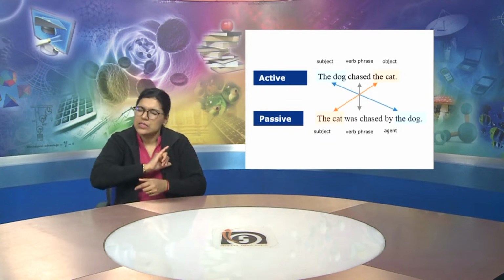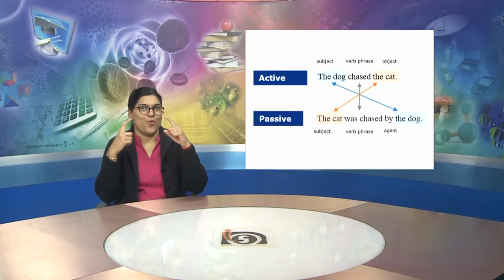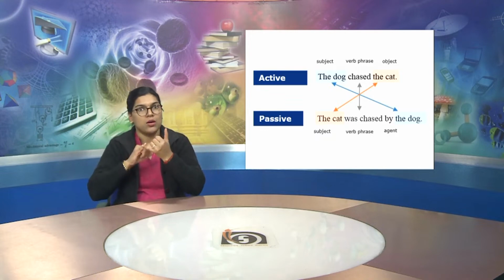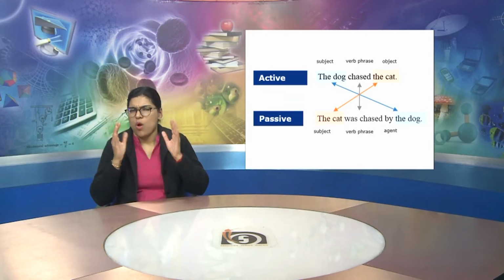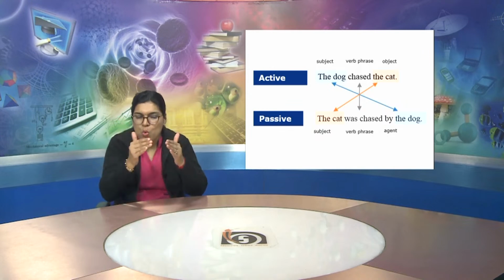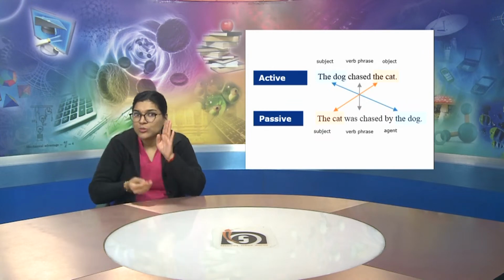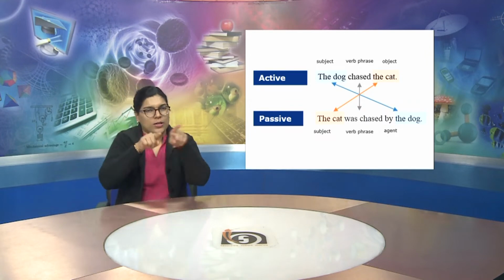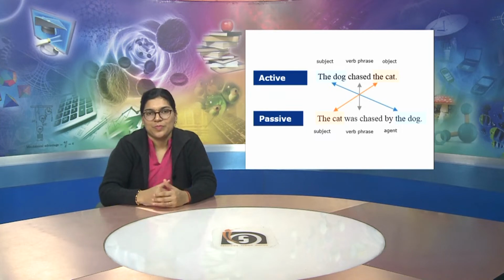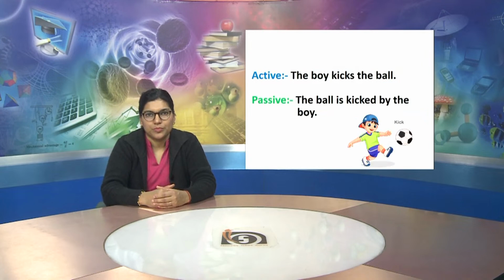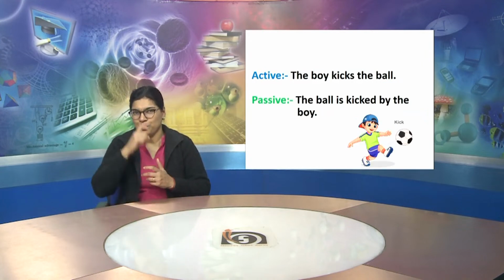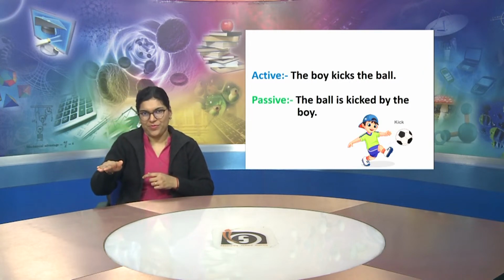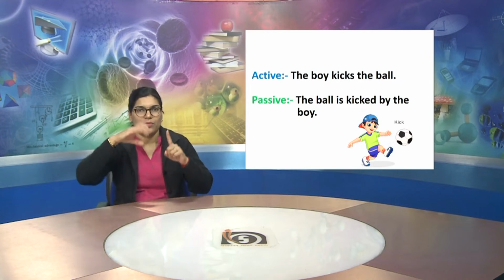The meaning will remain the same, but the subject and object will get interchanged. This is something you all need to practice, how the subject and the object get interchanged. Let us see more examples of active and passive voice. See the sentence in blue, that is active. The statement is, the boy kicks the ball.